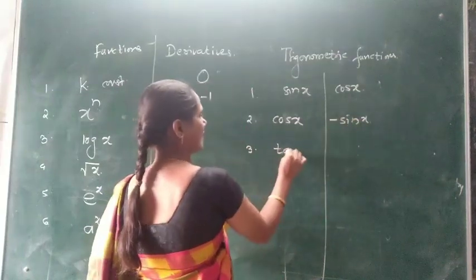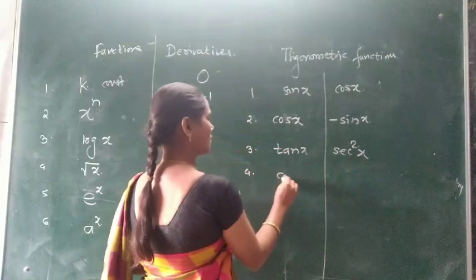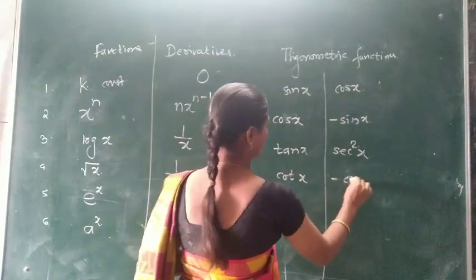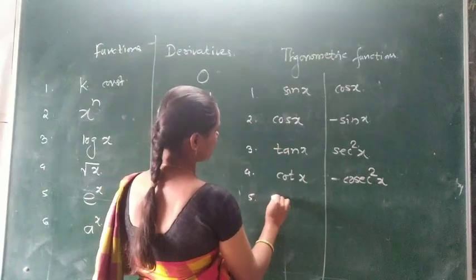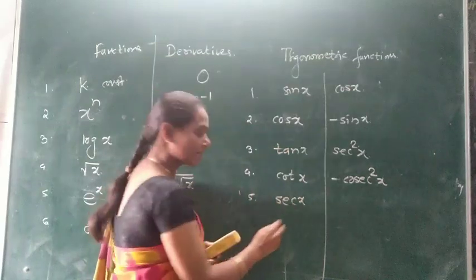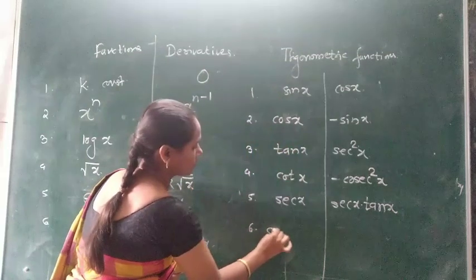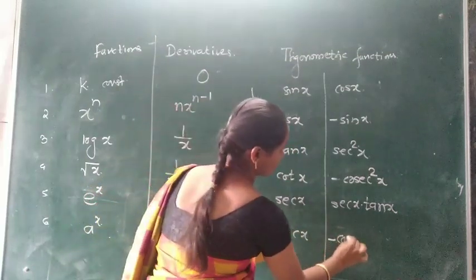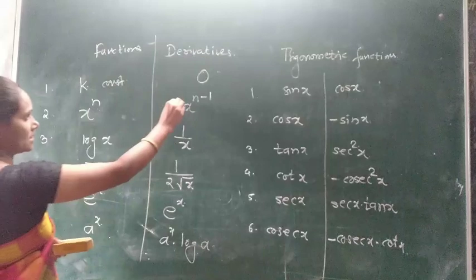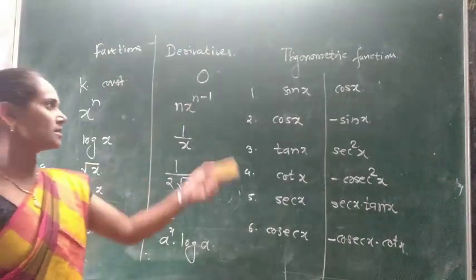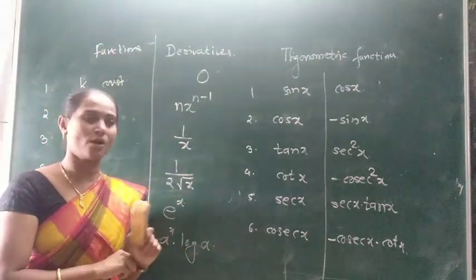Now the third function, tan x. The derivative of tan x is sec square x. Next, cot x: the derivative of cot x is minus cosec square x. The fifth trigonometric function is sec x, and the derivative of sec x is sec x into tan x. The derivative of cosec x is minus cosec x into cot x. We studied these in standard 11, and we find the derivatives of all these functions by using the first principle of derivative.